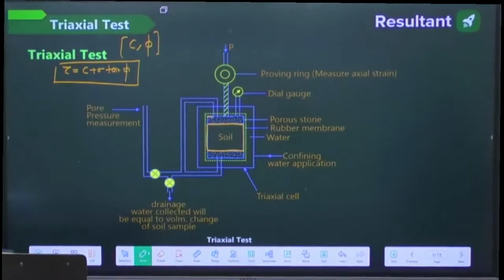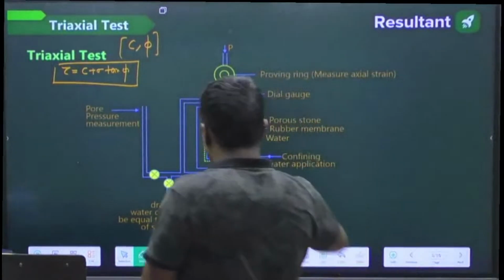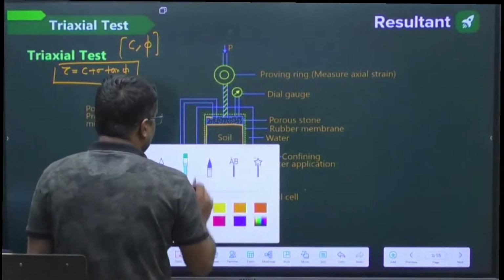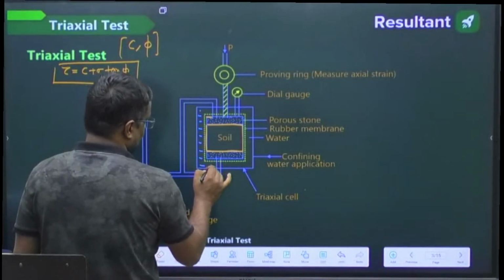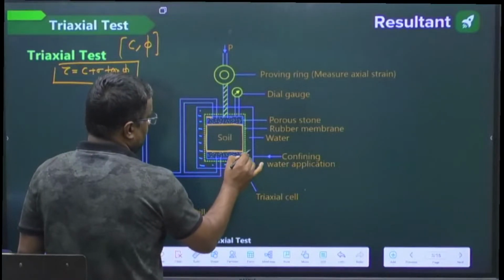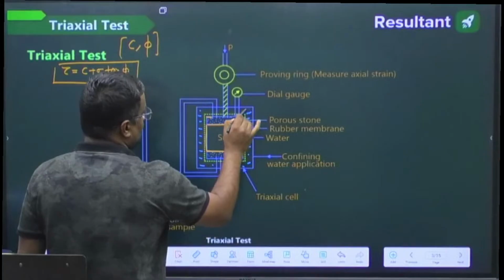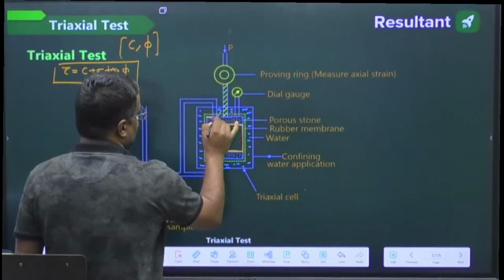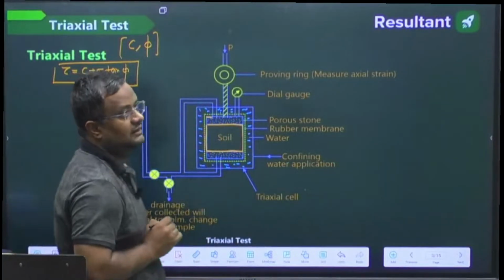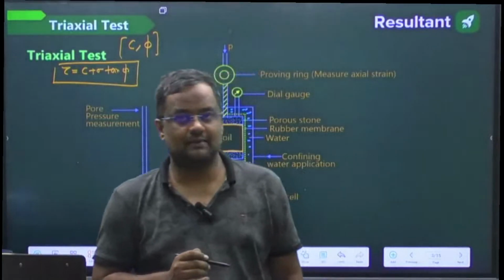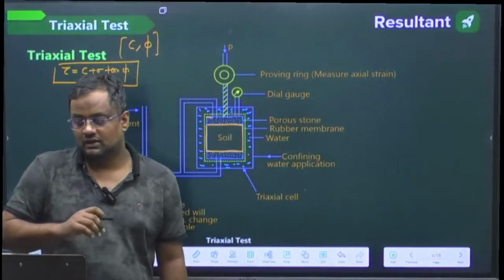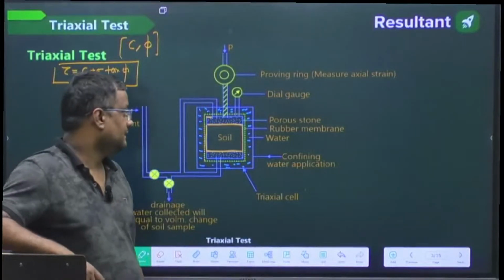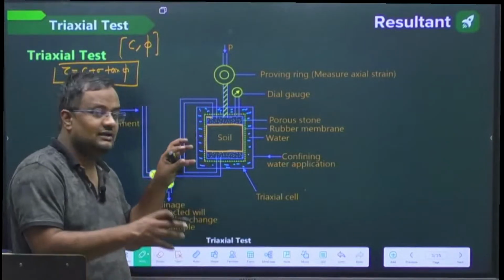So this is the soil sample, this is the triaxial cell, and around the soil sample is the water. So we are putting it in the water. Sometimes engine oil and other types of fluids are also applied. Like in my geotech lab at IIT Delhi, water is used, but in the rock mechanics lab, a different fluid like engine oil is used.